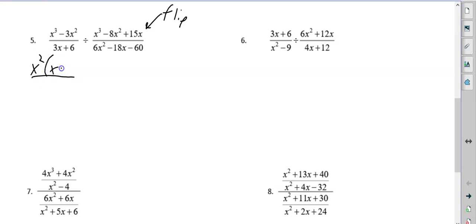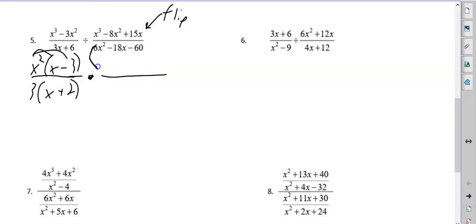That's going to give me x minus 3. And remember, you can always double check, like send this back in. That's x cubed, and that's minus 3x squared. You can double check your work. Over here, we have 3, and then we have x plus 2, 3x plus 6.